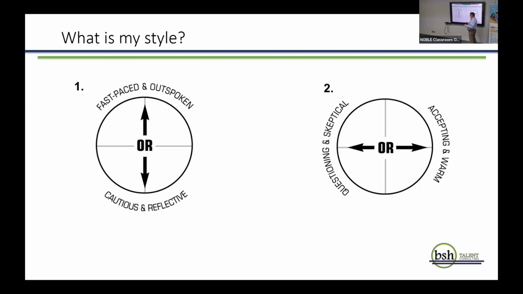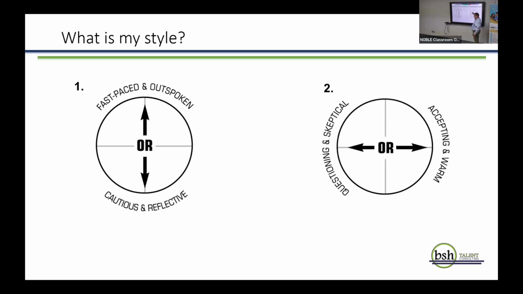One of the easiest ways to do that is to think about the model, it's really broken up. The top half is fast-paced and outspoken. The bottom half is cautious and reflective. So think about which one you end up in. It's easier than trying to think which quadrant do I want to go in. So I put myself in the top half or the bottom half, and then I go left to right and ask, am I more questioning and skeptical, or more accepting and warm? That gets you into a quadrant. For example, I'm fast-paced and outspoken, and questioning and skeptical, so I end up in this quadrant.